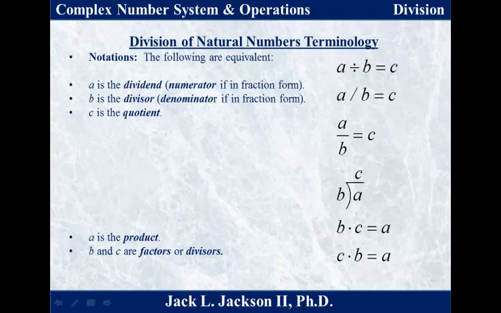Up here in these other notations, A is the dividend, B is the thing we're dividing by, the divisor, and the answer is called the quotient. So A over B is C is a quotient. If you're thinking of the second or third notation here, we can also think of this as a fraction, and then the top part, the dividend, is also called the numerator, and the bottom part, the divisor, is also called the denominator.